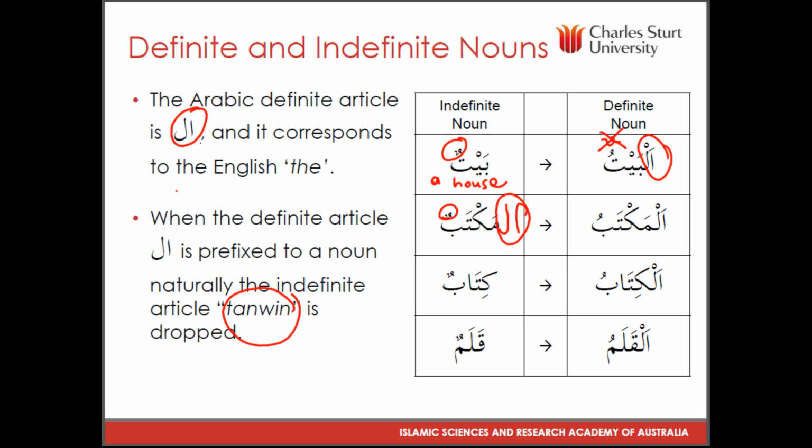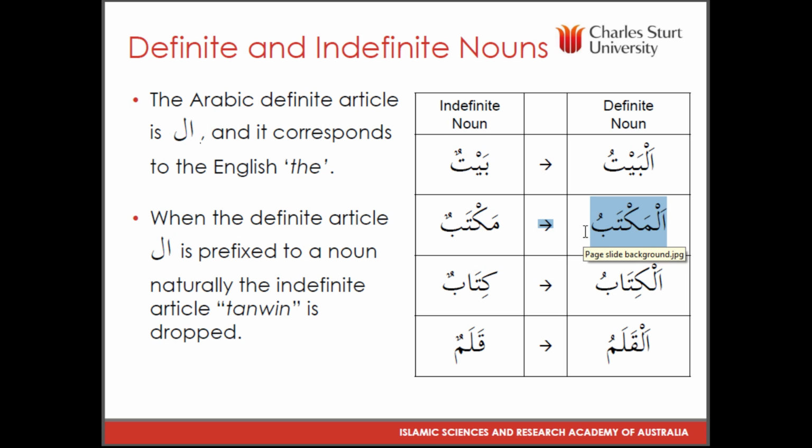Okay, look, it was mektebun. When I put el in front, it becomes what? El mektebu. It is not anymore mektebun. Okay? Two things. To make it definite, I have to prefix el. When I prefix el, directly tanween drops at the end. That's it.